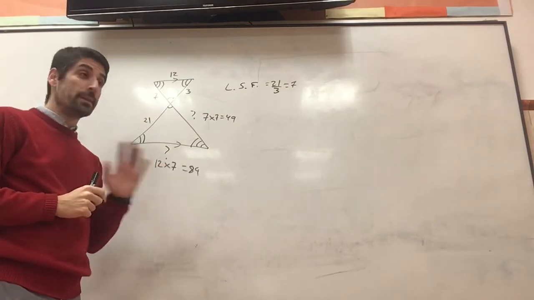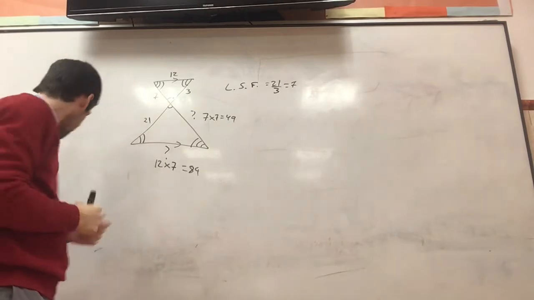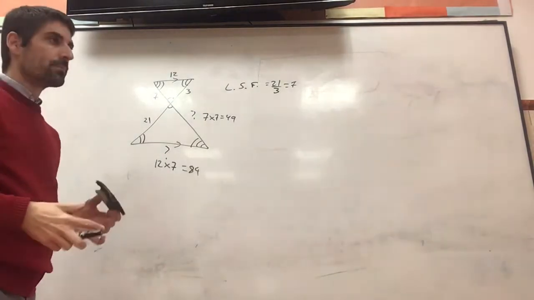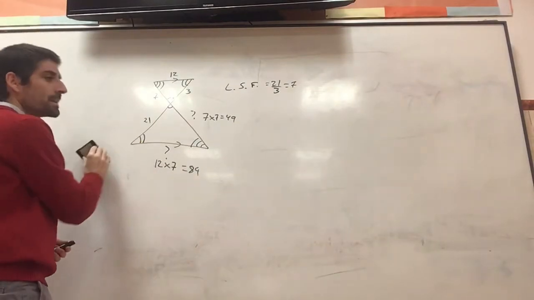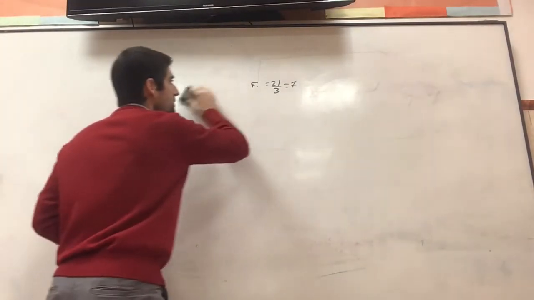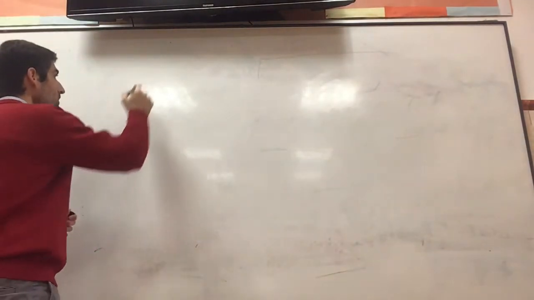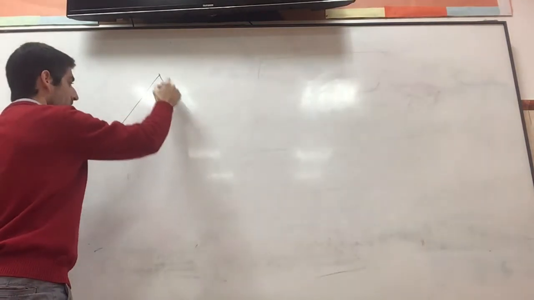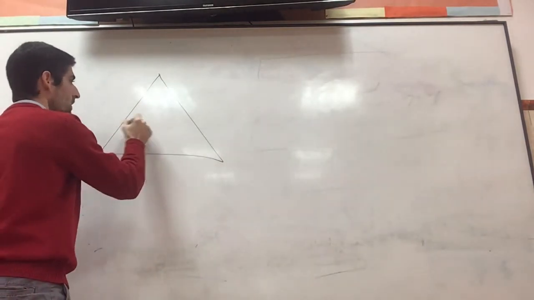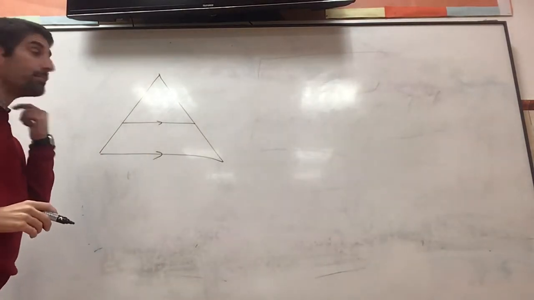As usual, you should be taking notes of all these examples and making sure you annotate as we go along. The final kind of question that you may get with similar triangles would be if you get something like that.